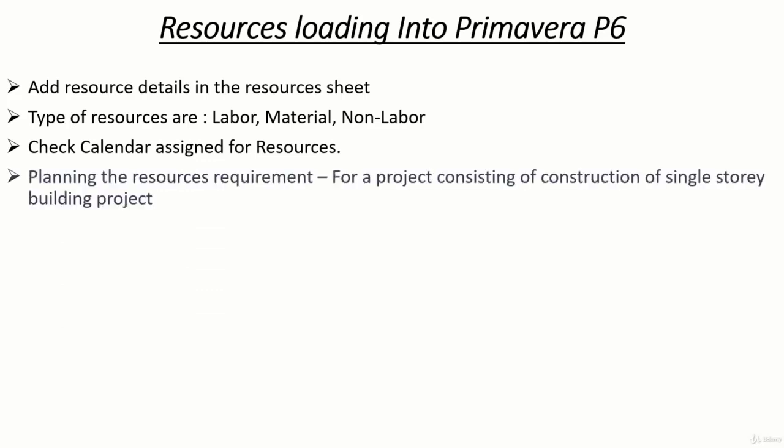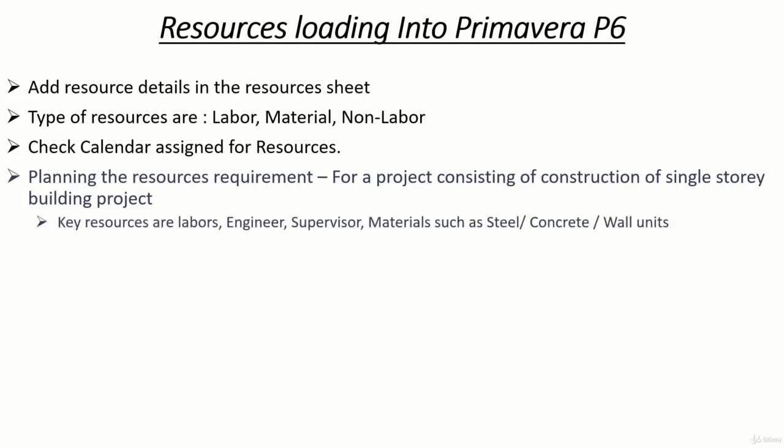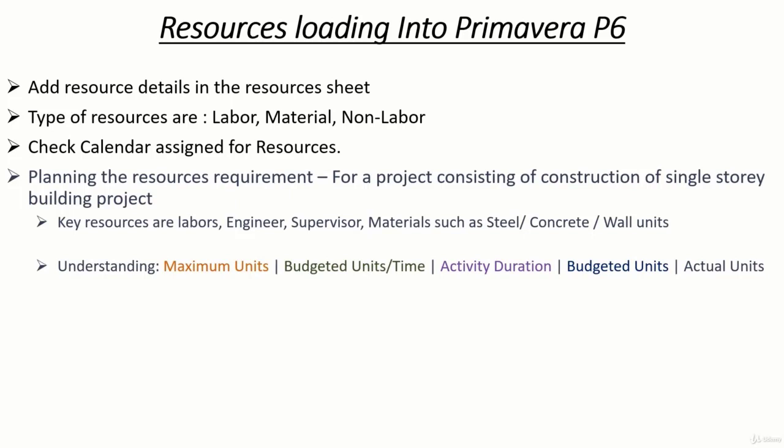Planning the resource requirement for a project. Considering the developed project is a single-story building project, the usual resources required are concrete, wall units, labor, engineer, and supervisor. Understanding the components of resource loading, the maximum units allows the maximum units for a project. Like engineering staff, only one engineer is employed throughout the project.